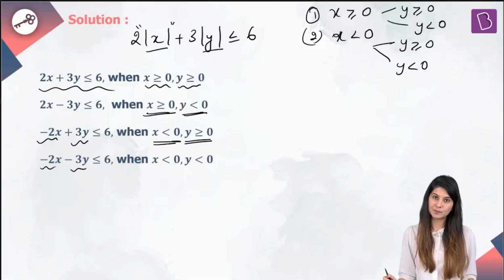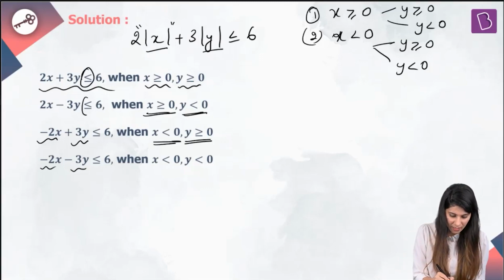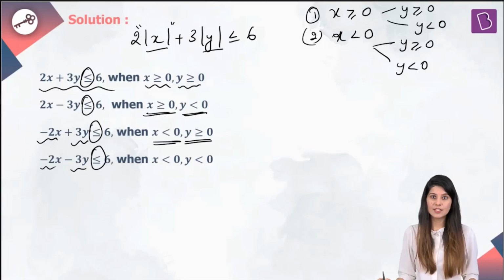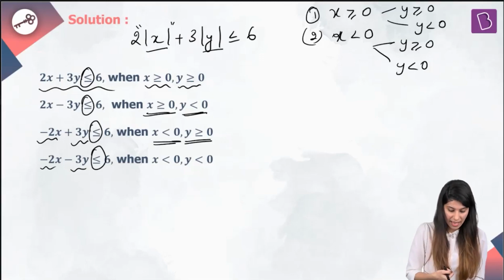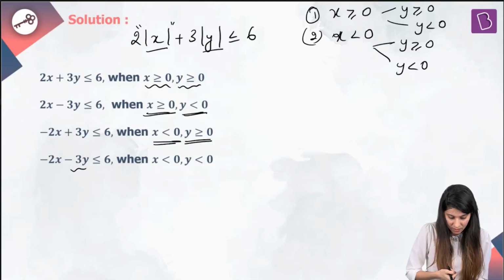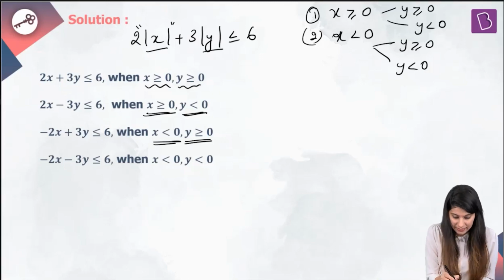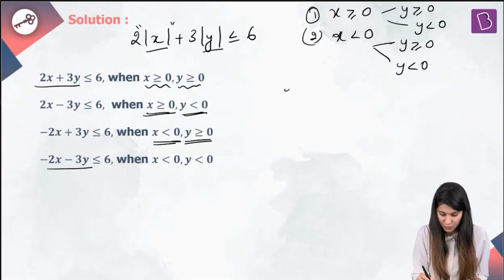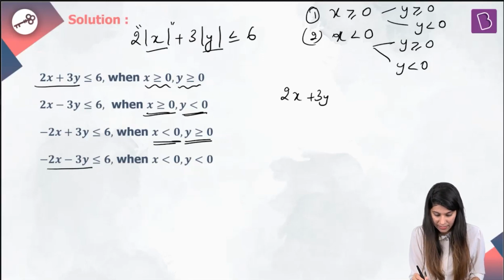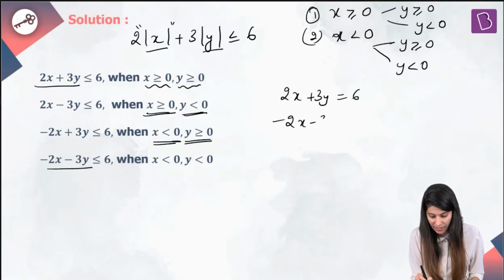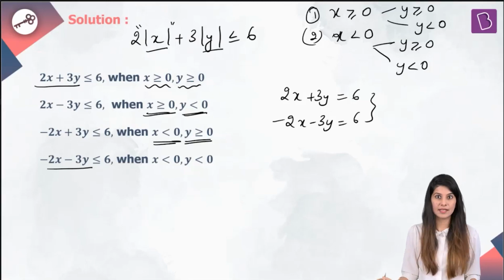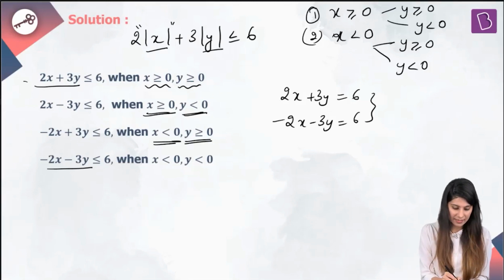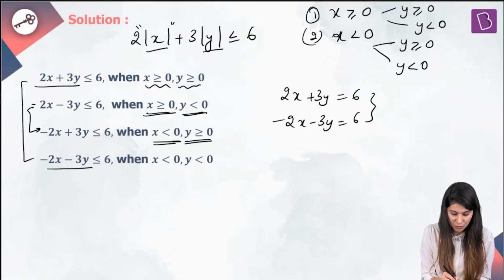Now what to do? Let's forget about the inequality for a moment and talk about the equality. What happens when the sign is equality? There would be 4 lines. If we carefully observe them, 2x + 3y = 6 and -2x - 3y = 6 are parallel lines. First and last are parallel lines, and the other 2 are also parallel.